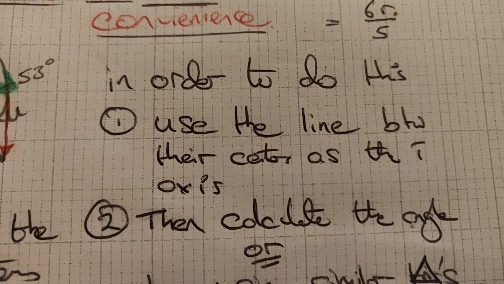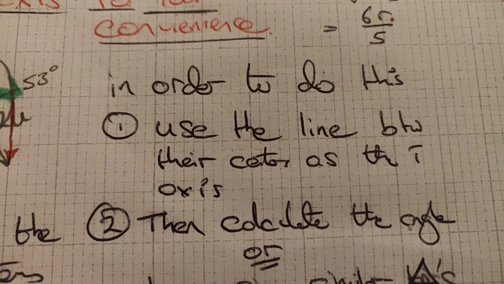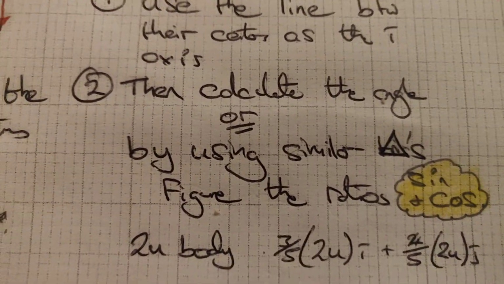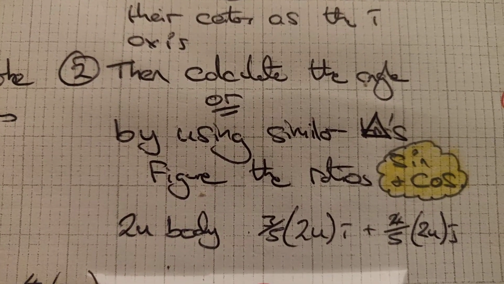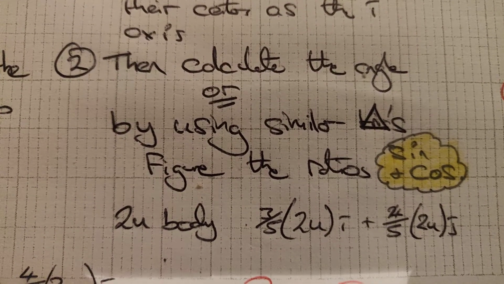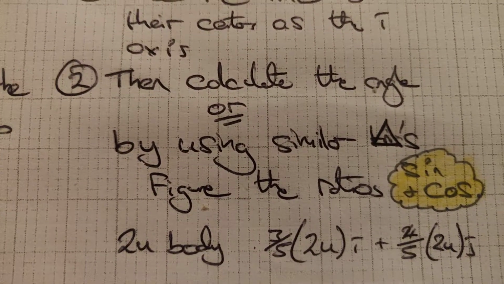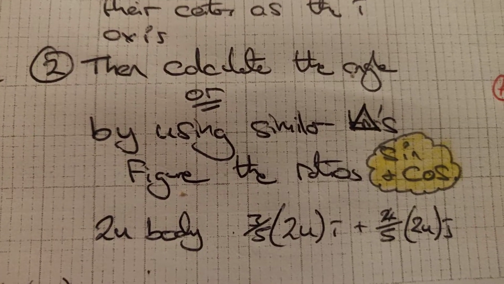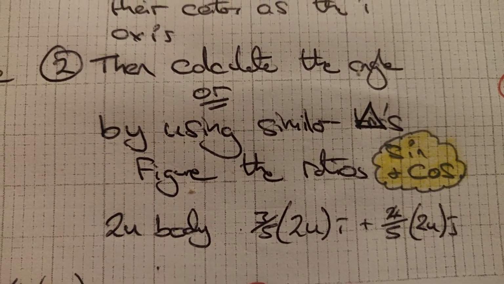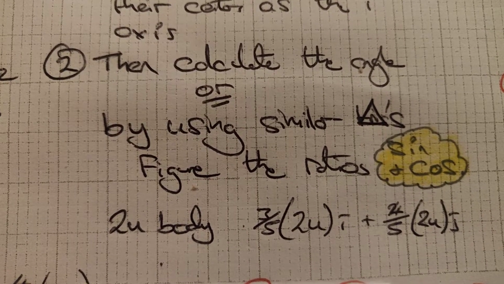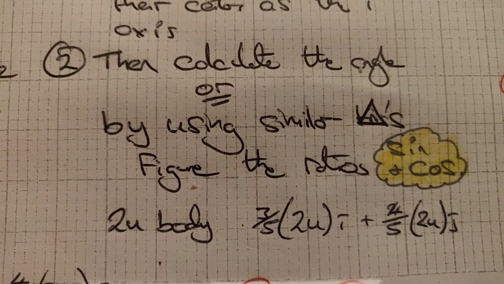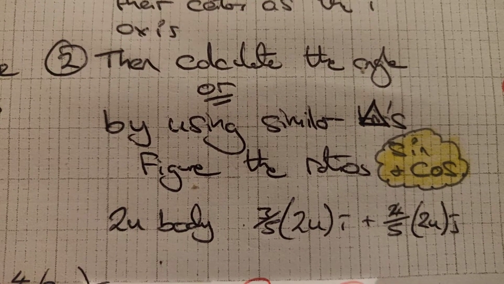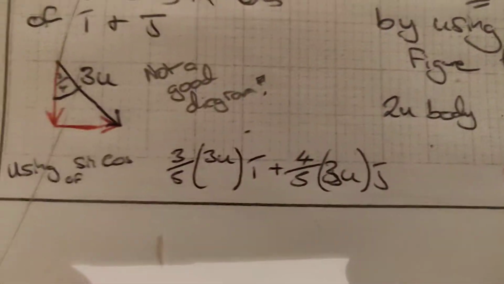I'm using the line of centres at collision as the i-axis. Then you can calculate the angle, as I just told you, is 53 degrees, or you can use similar triangles to figure out the ratio. That's just sine and cos, and you should have enough experience at this stage in 6th year to get that done. So the 2u body turns out to be 3/5 of 2u in i and 4/5 of 2u in j.